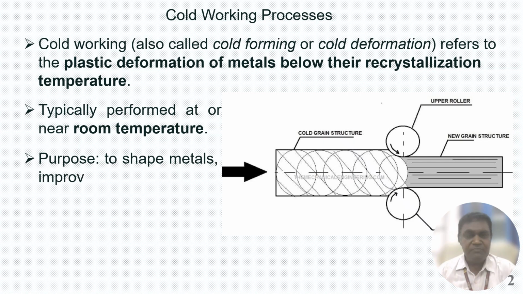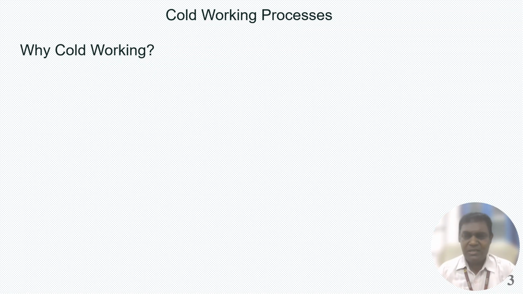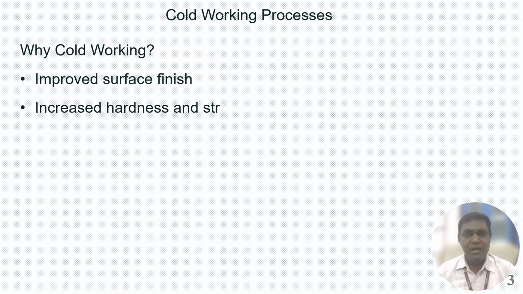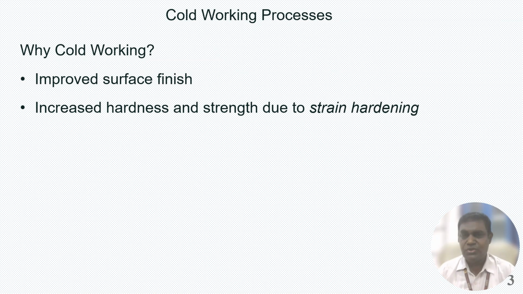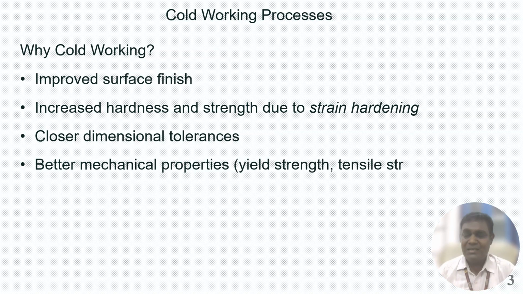So what is the main purpose? To shape the metals, improve their surface finish, increase strength and refine grain structure, and improvement in hardness is possible during the cold working process. So why is cold working required? Improved surface finish is one aspect, and increased hardness and strength due to strain hardening or work hardening. Closer dimensional tolerances are expected, and better mechanical properties like yield strength and tensile strength are possible.